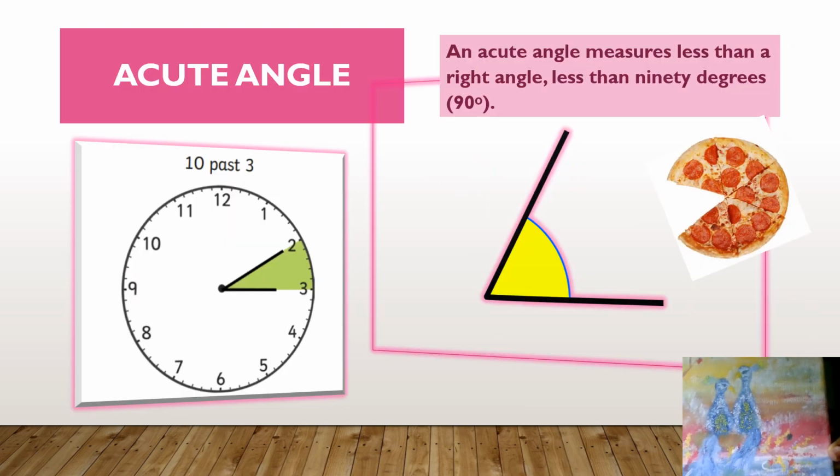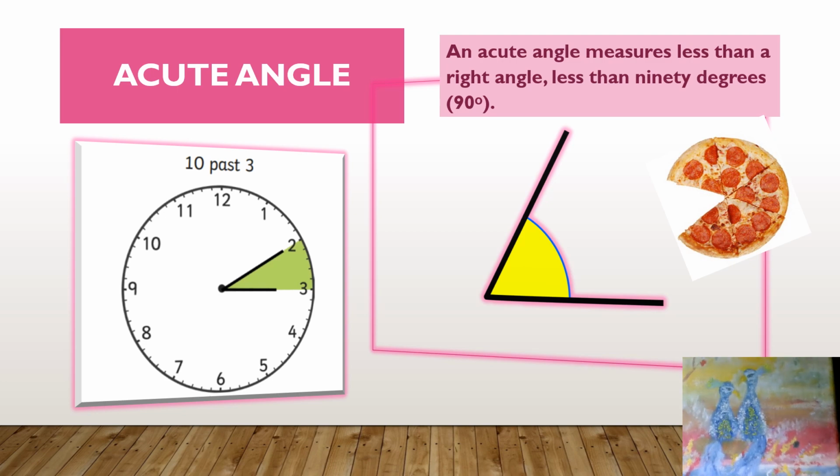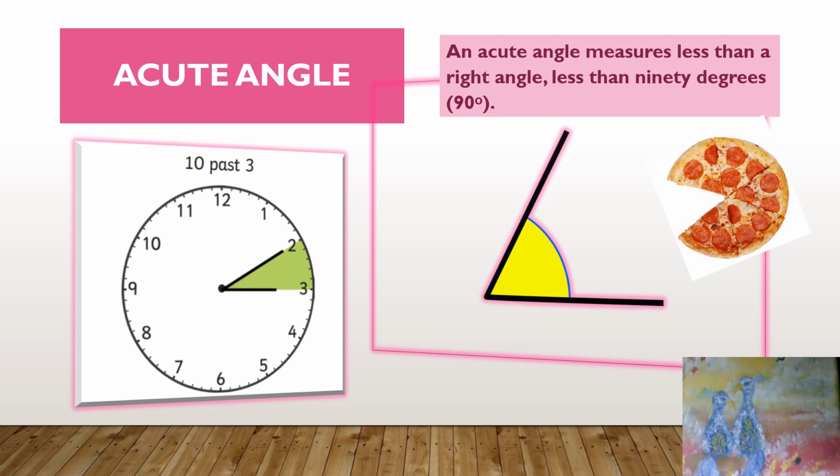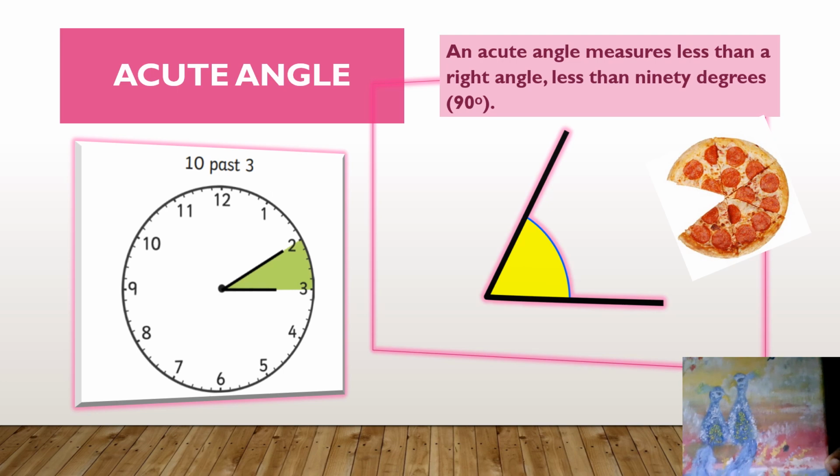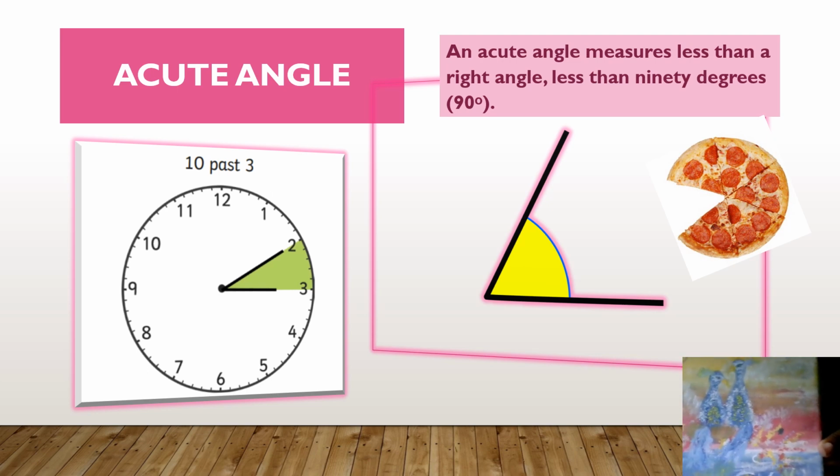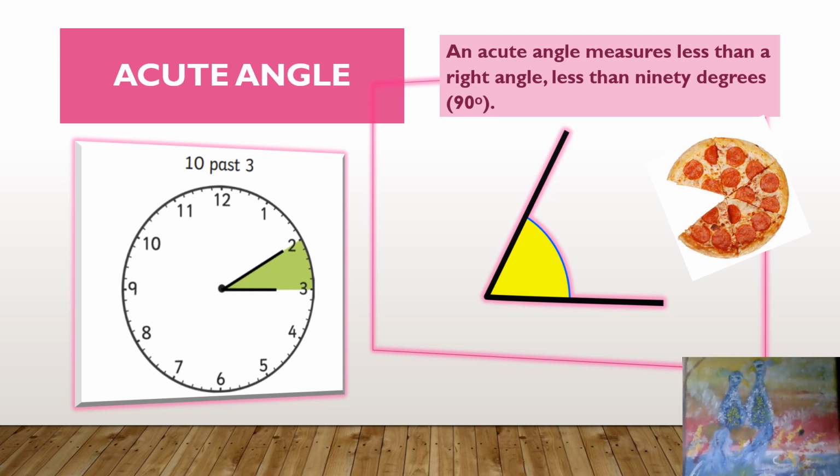Acute angles measure less than 90 degrees, so they are smaller than the right angle. This means they can measure 13 degrees, 27 degrees, 48 degrees, 56 degrees. The hour hand and minute hand of the clock form an acute angle at times such as 10 o'clock, 2 o'clock, 1 o'clock, and 11 o'clock.